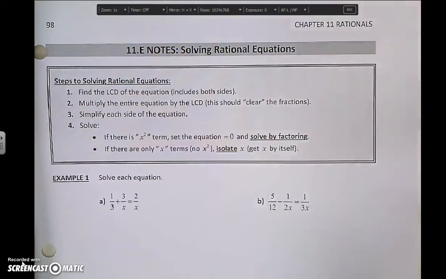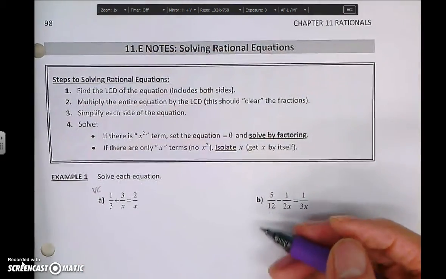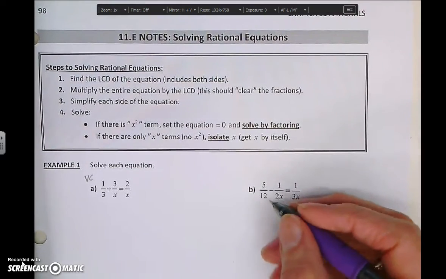All right, I'm going to let you do example 1a as a video check. So I'm just going to write video check right there. And then I'm going to do example b.